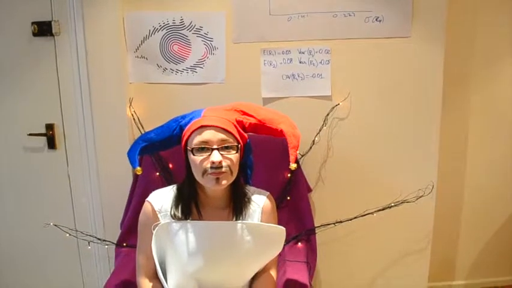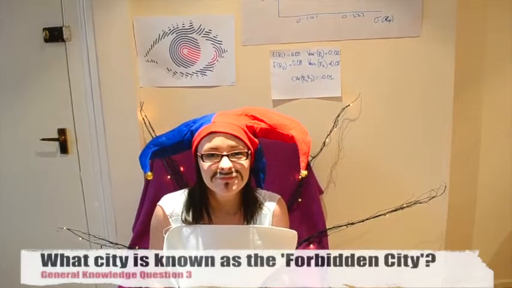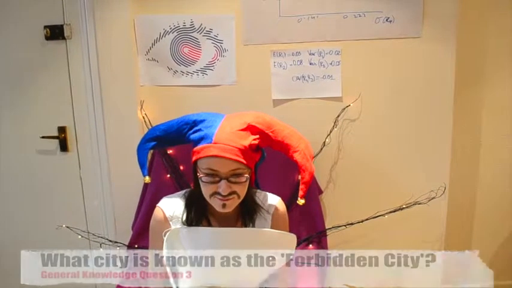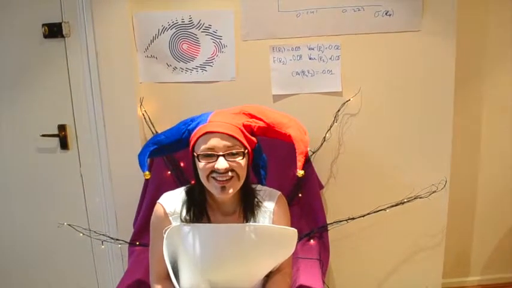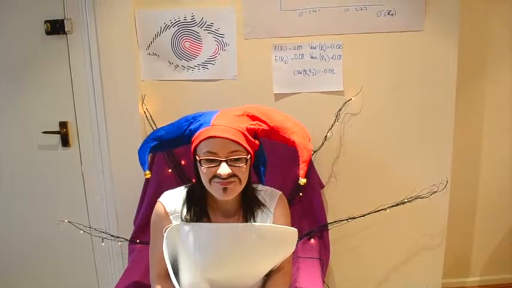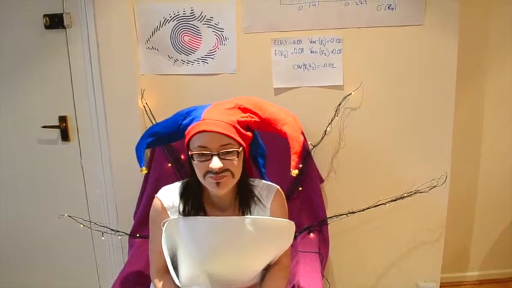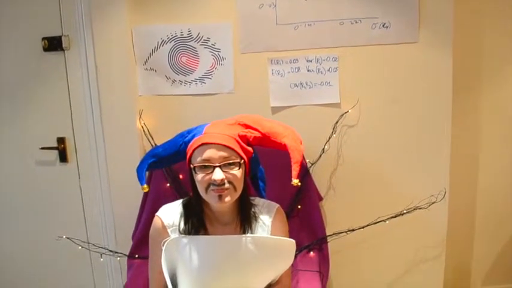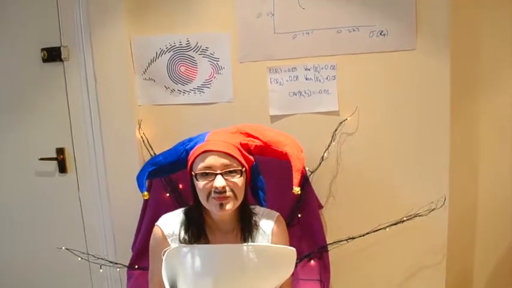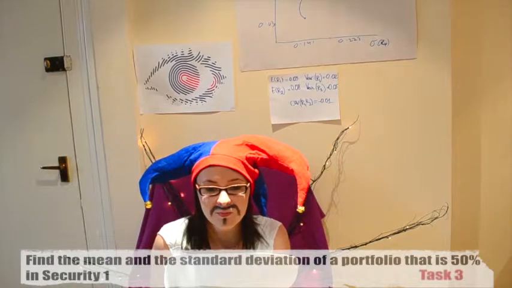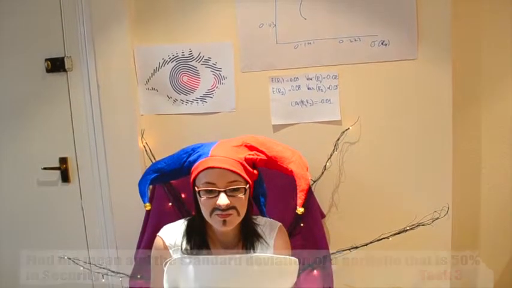Okay, Danielle, for your final general knowledge question, and hopefully you can get this one right, what city is known as a forbidden city? Amsterdam. Geography isn't your strong point. Your final part of the task. Find the mean and the standard deviation of a portfolio that is 50% in Security 1.